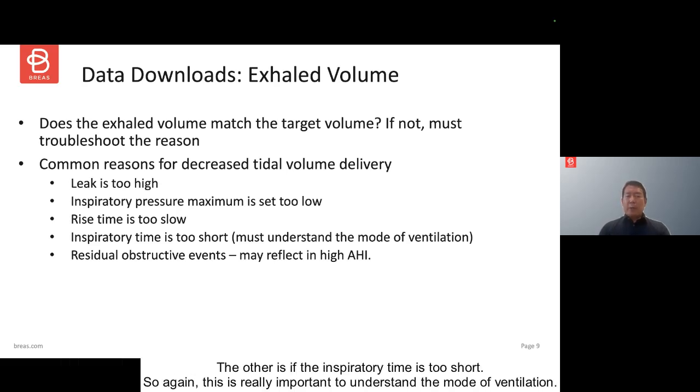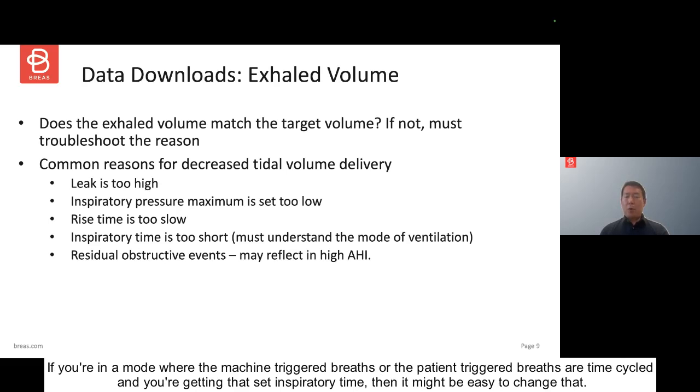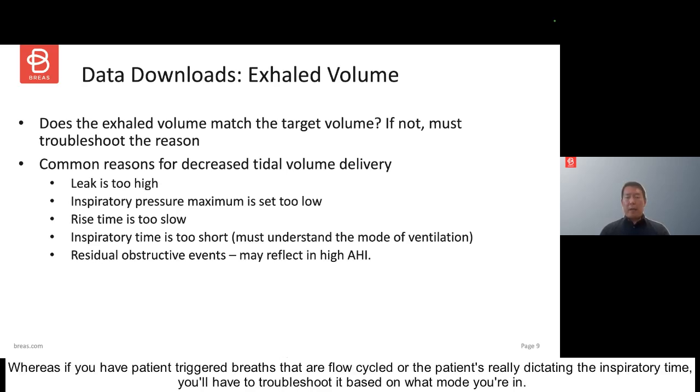The other is if the inspiratory time is too short. Again, this is really important to understand the mode of ventilation. If you're in a mode where the machine-triggered breaths or the patient-triggered breaths are time cycled, and you're getting that set inspiratory time, then it might be easy to change that. Whereas if you have patient-triggered breaths that are flow cycled, where the patient's really dictating the inspiratory time, you'll have to troubleshoot it based on what mode you're in.